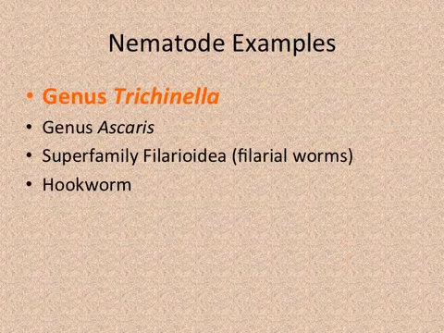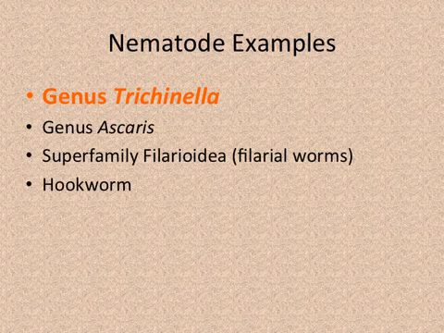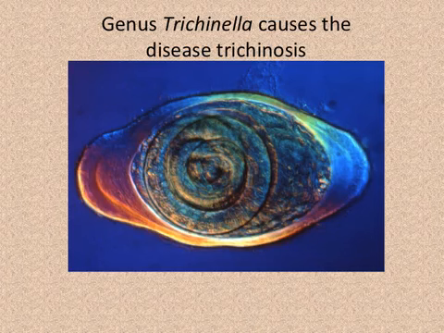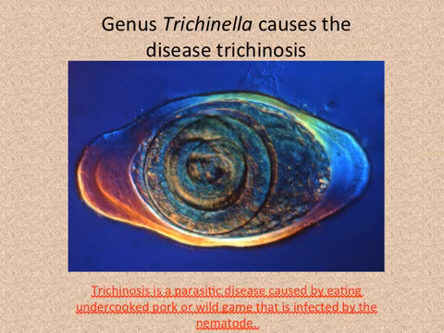So the first one we're going to learn about is genus Trichinella. So Trichinella is a roundworm, and it causes the disease trichinosis. So in this picture, this is the roundworm all curled up in a little cyst, and we'll talk about its life cycle in just a second. But trichinosis is a parasitic disease caused by eating undercooked pork or wild game that is infected by the nematode.